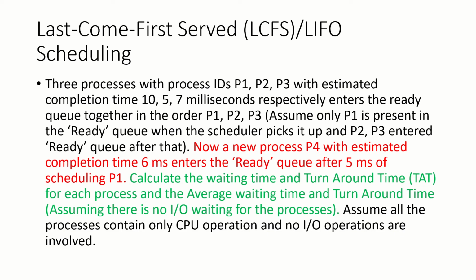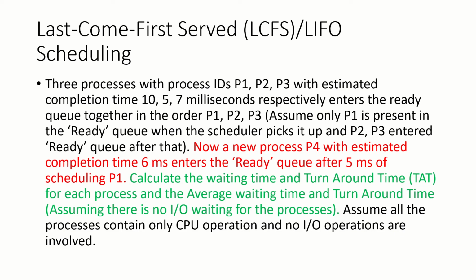What is our work here? We have to calculate the waiting time and turnaround time for each of these processes P1, P2, P3 and P4, and we have to calculate the average waiting time and the average turnaround time. We have to consider that all the processes contain only CPU operations and no input output operations are involved. So at the beginning we had P1, P2, P3, but P4 enters. The name of this algorithm is last come first served. Now we will see how we can solve this.